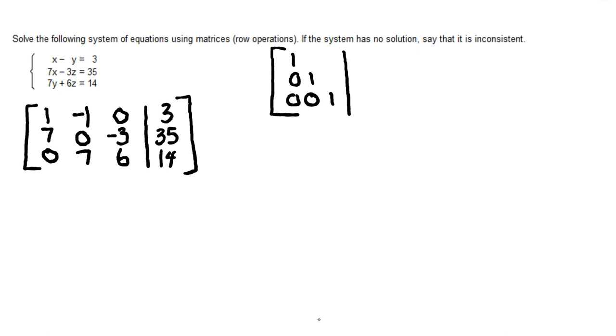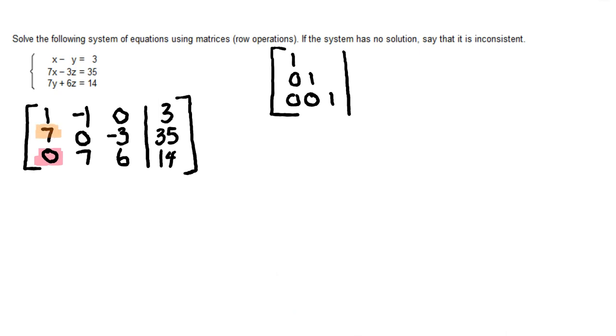That'll allow me to solve for another variable. Then I'll back substitute into the first equation. I'll be able to solve the last variable. So what I'm noticing is that I already have the 0 that I want in this position. So that's done.